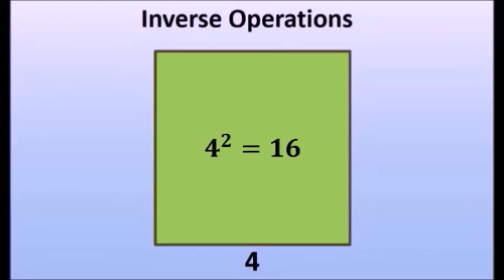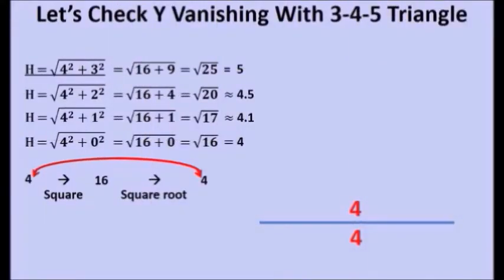One undoes the other. Going back to the original slide, we also see that the number under the square root gets closer and closer to 16 as y shrinks. Notice how we first add 9 to 16. Then 4, then only 1. And finally we're adding nothing at all.